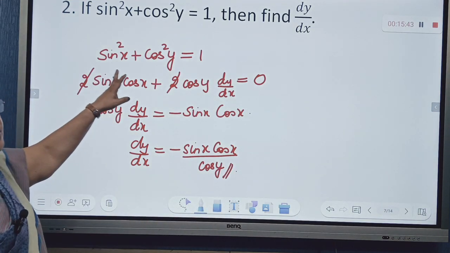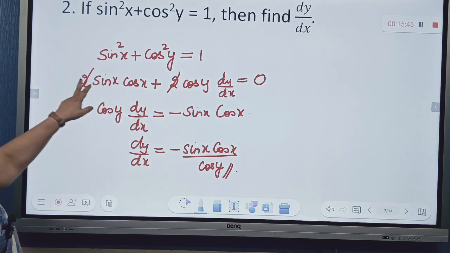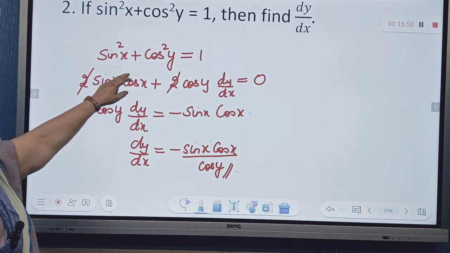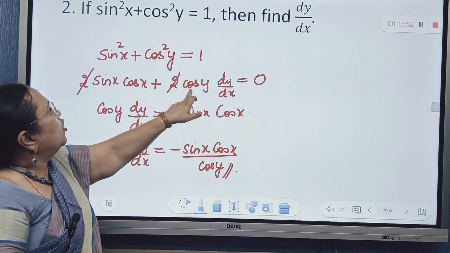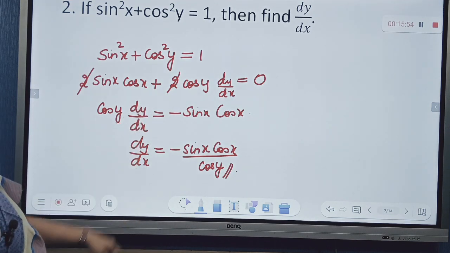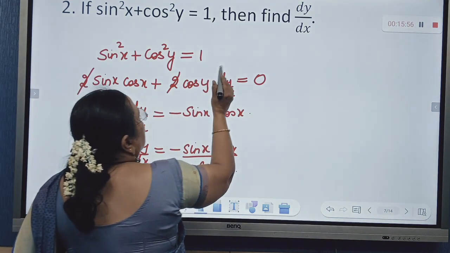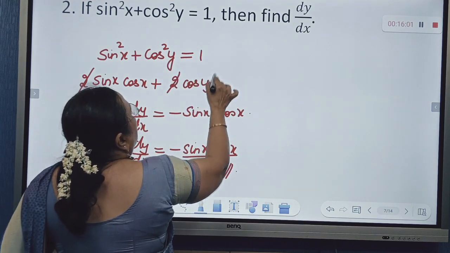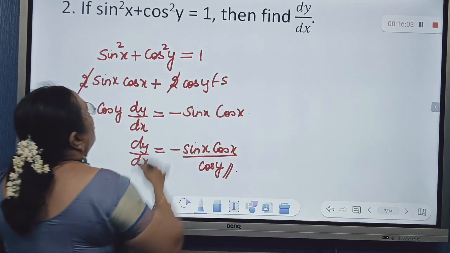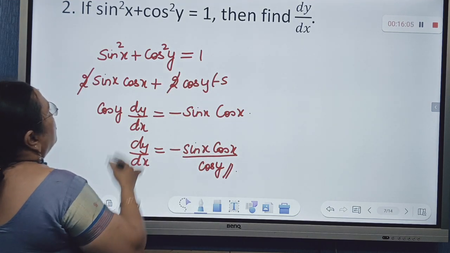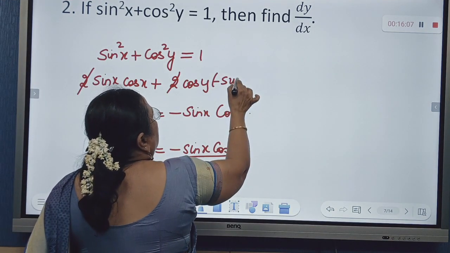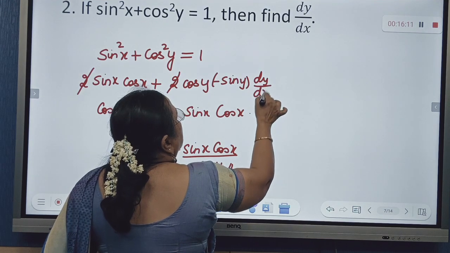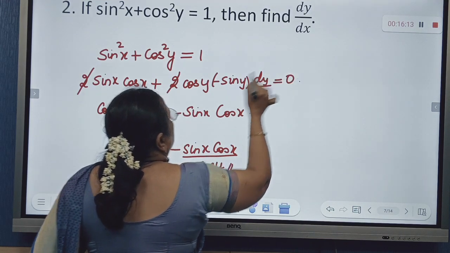So sin square x plus cos square y is 1. So 2 sin x cos x, because this is a function in x. This, if I differentiate, I will get 2 cos y into, sorry, I have missed out one function here. 2 cos y into minus sin y. Derivative of cos y is what? 2 minus sin y into dy by dx equal to 0.